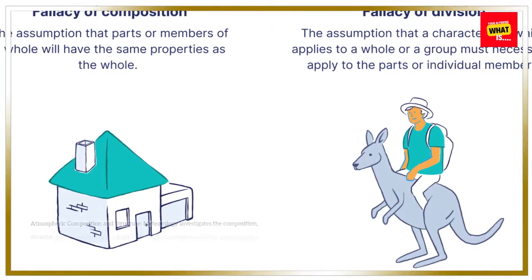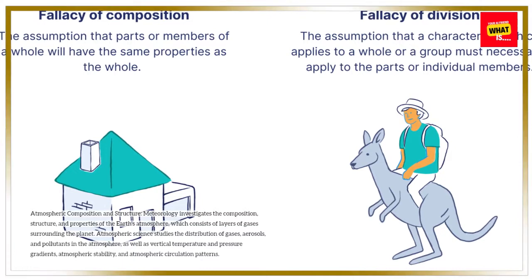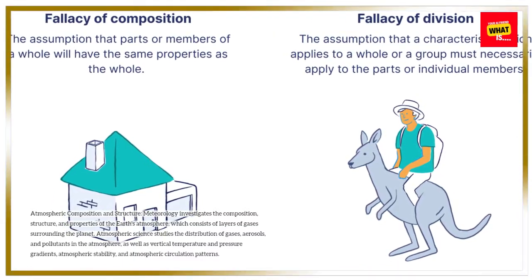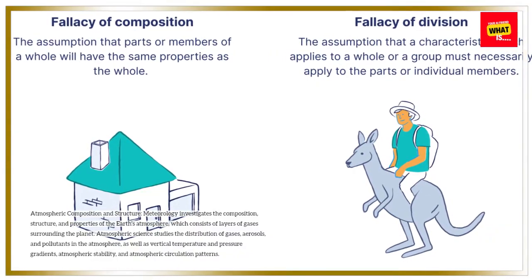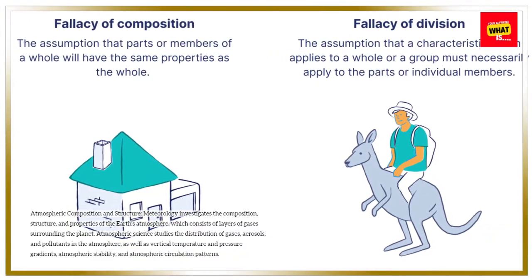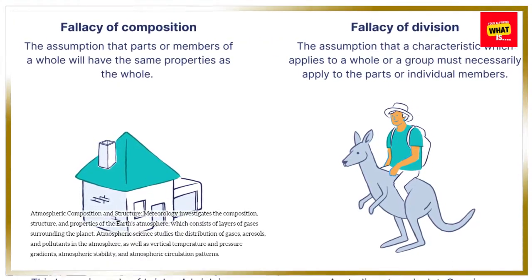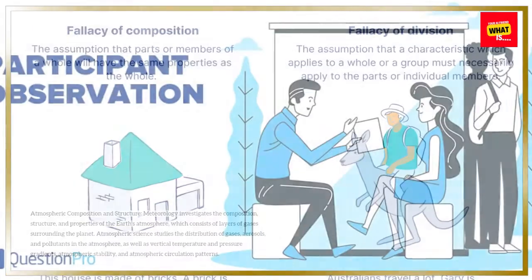Atmospheric composition and structure. Meteorology investigates the composition, structure, and properties of the Earth's atmosphere, which consists of layers of gases surrounding the planet. Atmospheric science studies the distribution of gases, aerosols, and pollutants in the atmosphere, as well as vertical temperature and pressure gradients, atmospheric stability, and atmospheric circulation patterns.